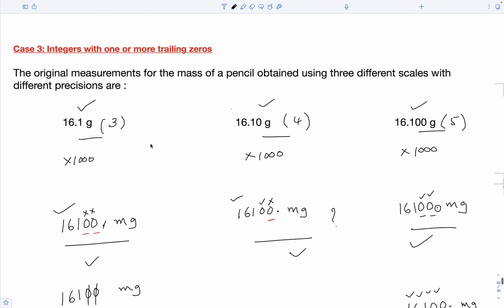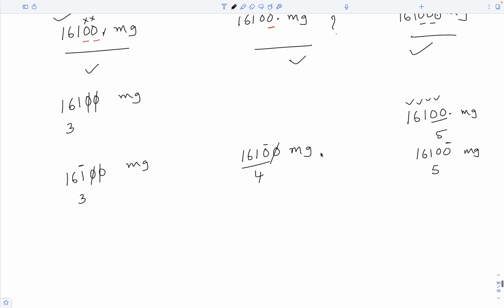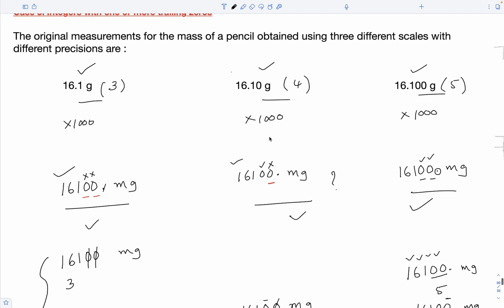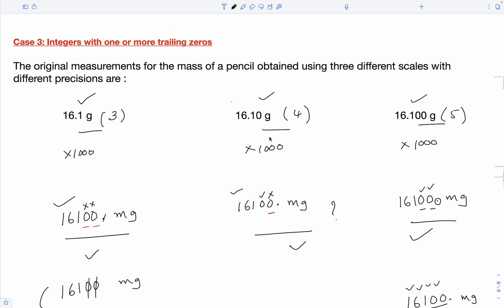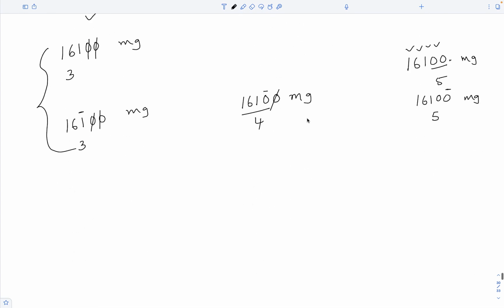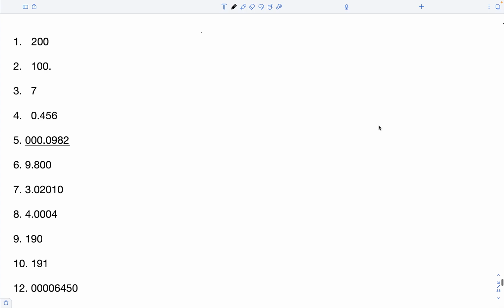So in case of integers with 1 or more trailing zeros, we need to depend on such kind of conventions to figure out the number of significant figures correctly, and that is a big annoyance. And in the next video, I will explain how to write measurements more elegantly to convey the number of significant figures without any confusion and without needing any convention. But before we end this video, let us work out a few examples quickly.